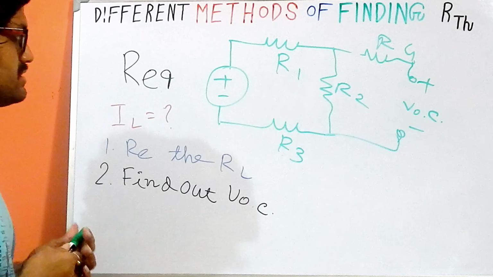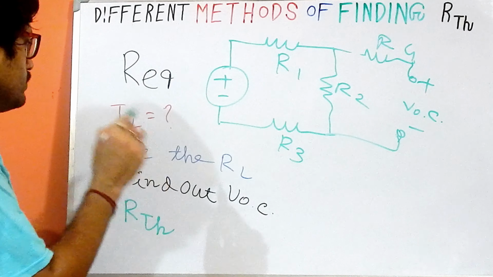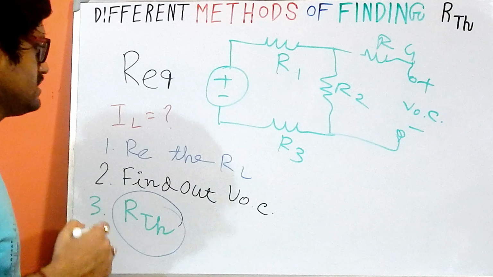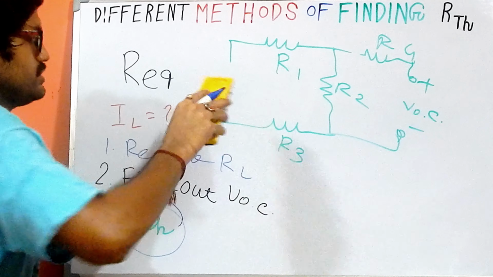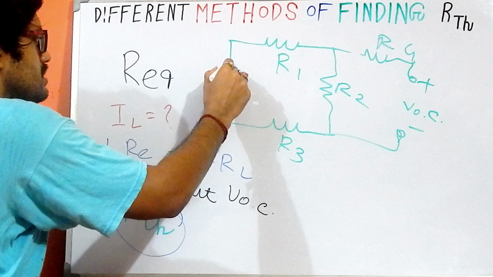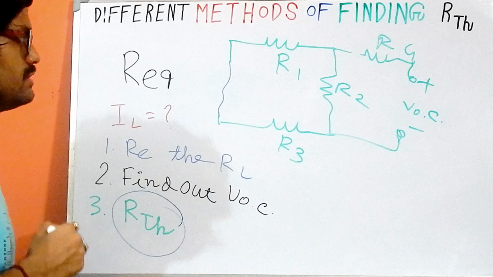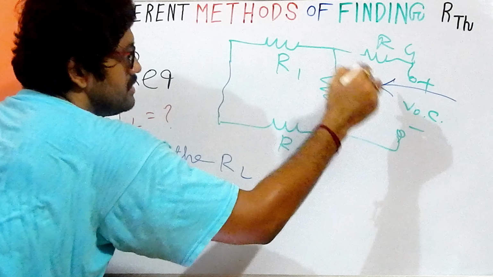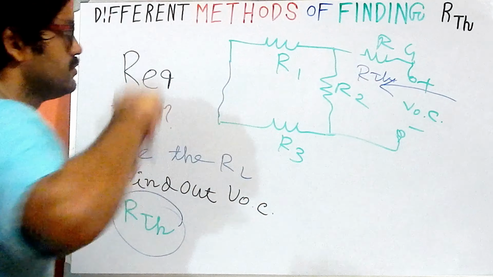The third step is we need to find RTH, or the equivalent resistance. So how do you find this RTH? Just deactivate all the source voltages. This one is our source voltage. How do you deactivate a voltage source? It is short circuited, or if it is a current source, then the terminal should be open circuited, and you should take the open terminal from this side to calculate our equivalent resistance over here.